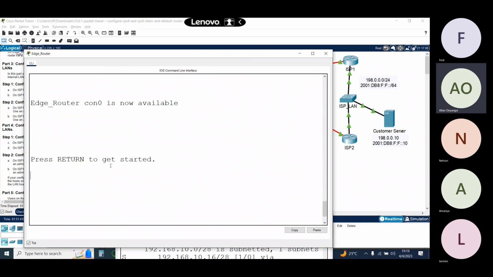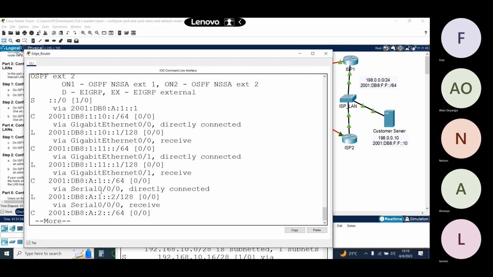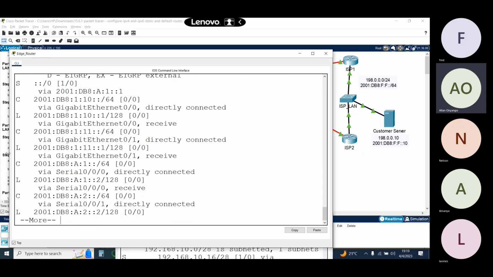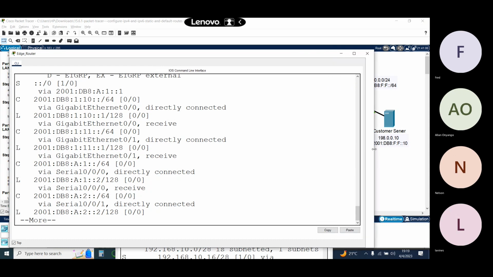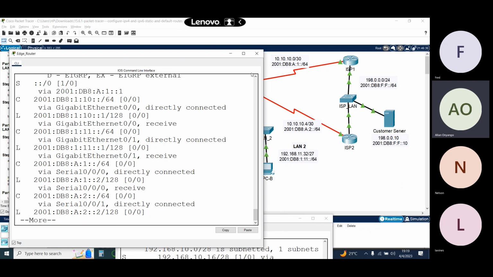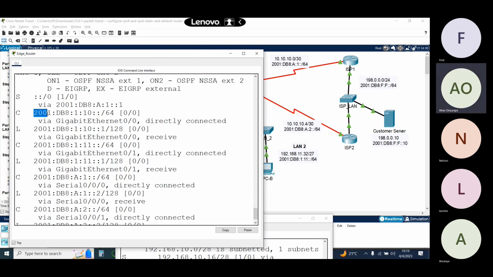On the edge router, let's check the routing table, and we say show IPv6 route. A couple of routes here, but what we are looking for is very simple. We are looking for network 2001:DB8:A. So here we go, network 2001:DB8.